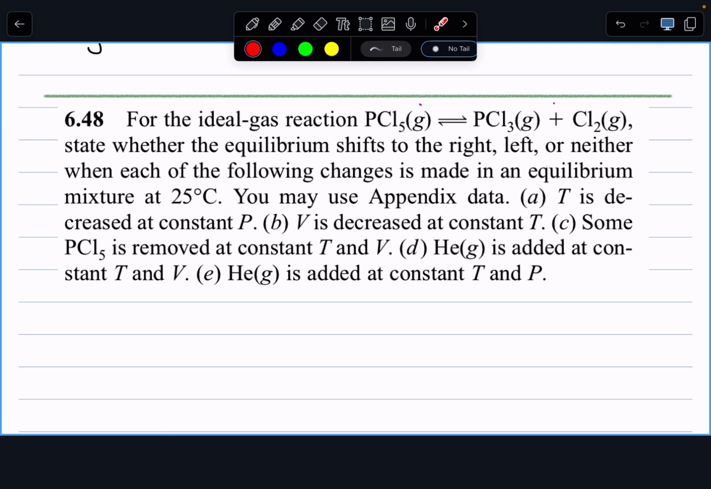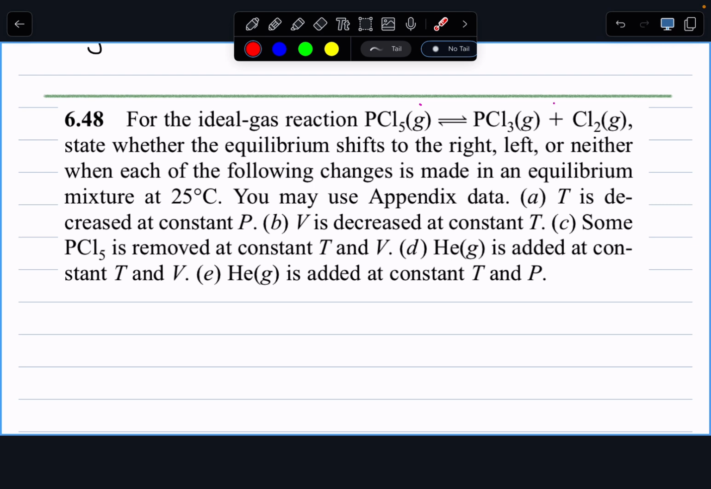This is a textbook question. It basically says we give you an ideal gas reaction, and can you quickly state whether the equilibrium will shift to the right, to the left, or just stay where it is for different scenarios, like temperature change at constant pressure, volume decrease at constant temperature, some reactant being removed, some helium being added, etc. How do we approach this question?